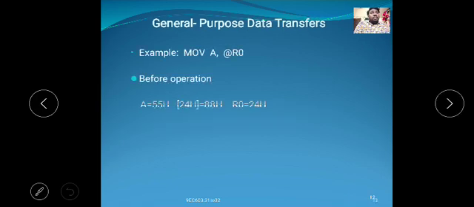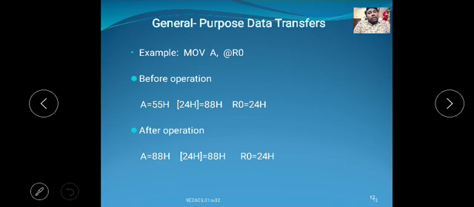In the example, MOV A, @R0. Before the operation, A has the value 55H, the R0 register is 24, and the 24 memory location has the value 88. This 88 value is moved to the accumulator register after this instruction. After the operation, A is equal to 88H, 24H has 88, and R0 is equal to 24H.